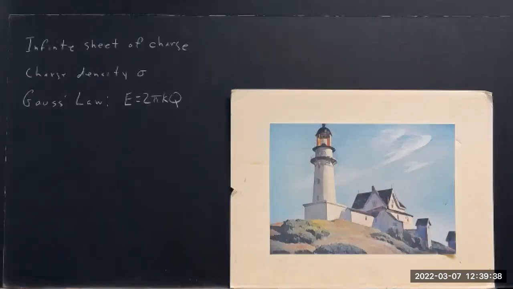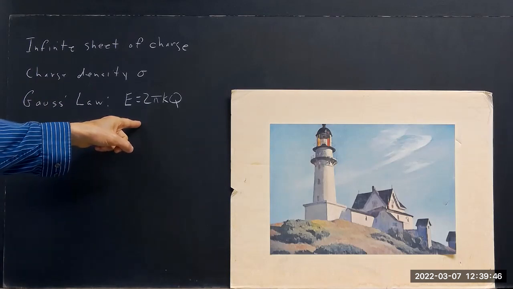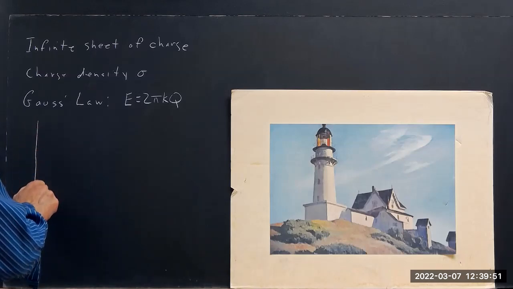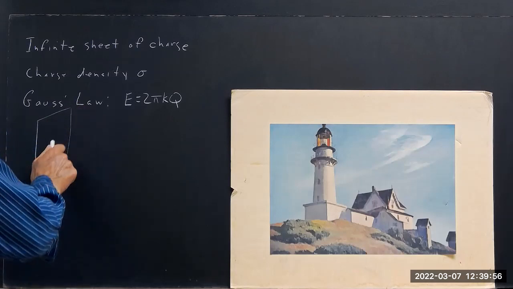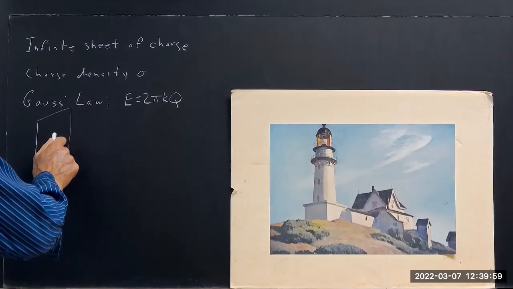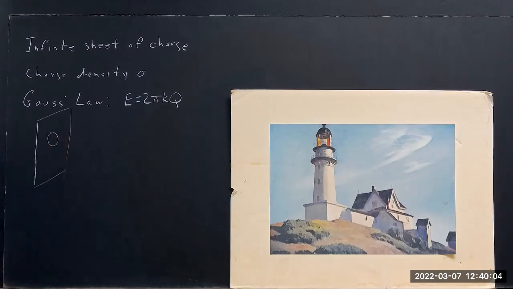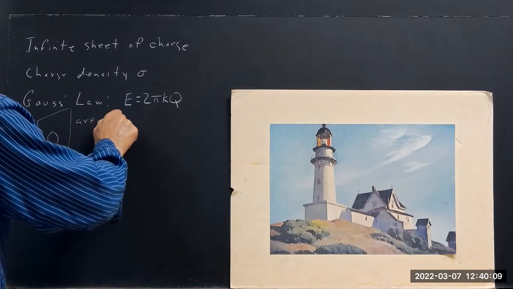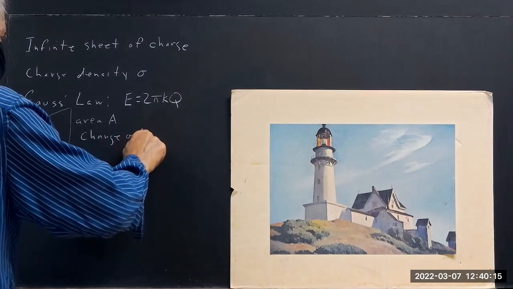Okay. From a couple of chapters ago, we know Gauss's law, this divergence theorem, and how that applies to an infinitude of charge. Just to review real quickly, if you've got an infinite sheet of charge here, and this is just part of it, take some area on the surface, the charge is sigma A.